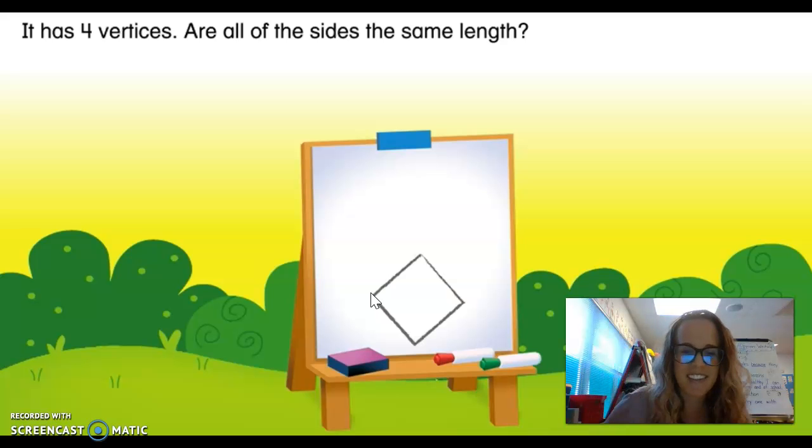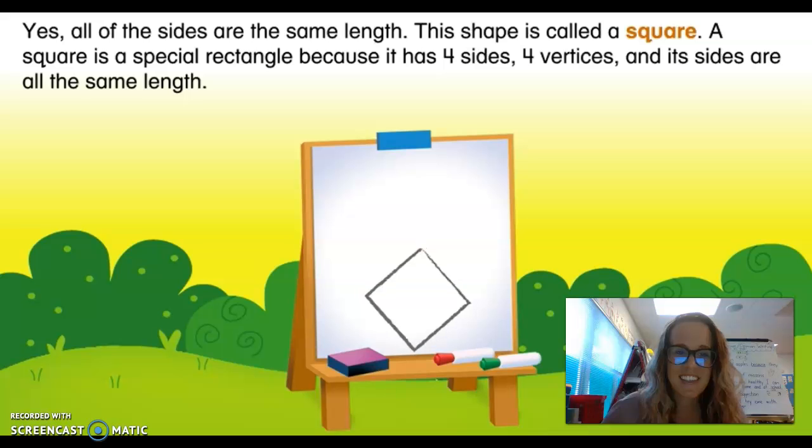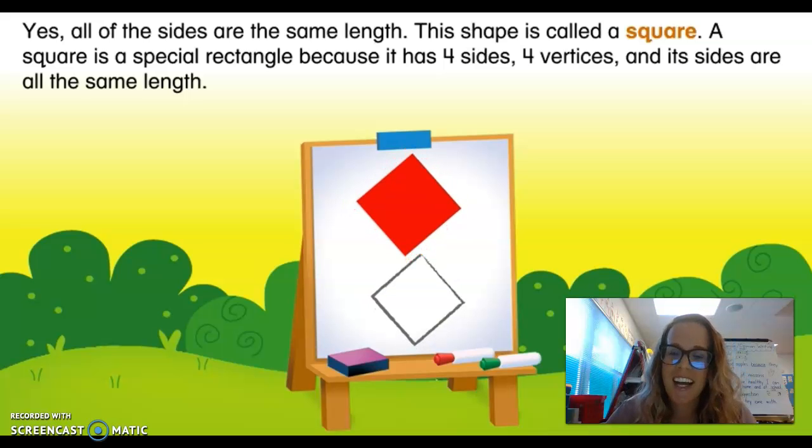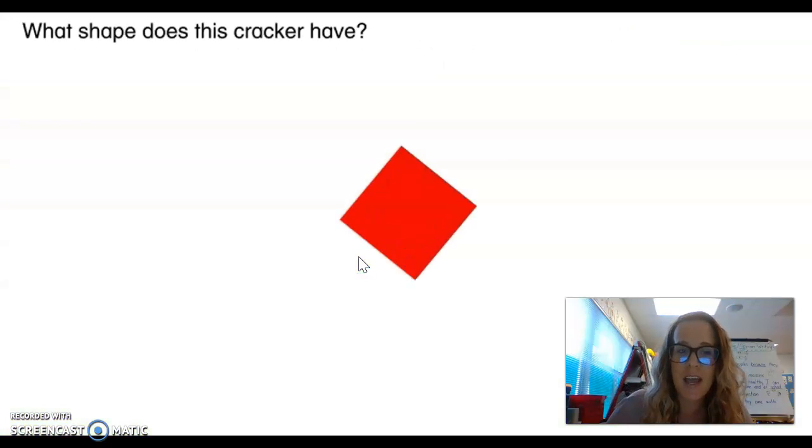I think so. Yes, all of the sides are the same length. This shape is called a square. A square is a special rectangle because it has 4 sides and 4 vertices, and its sides are all the same length.